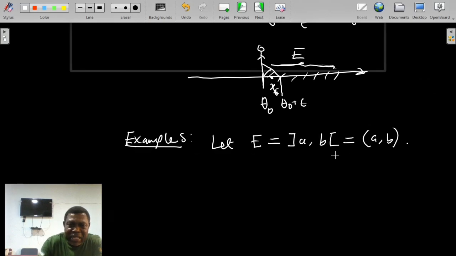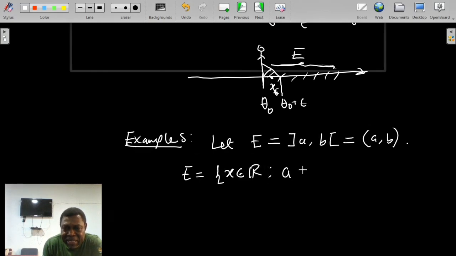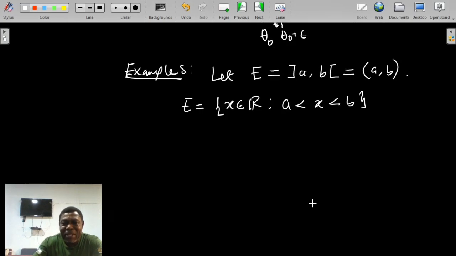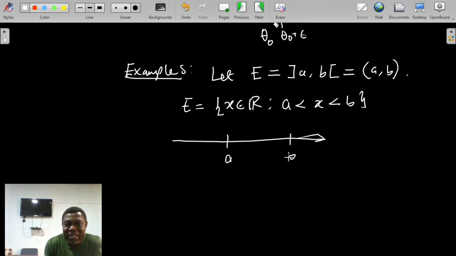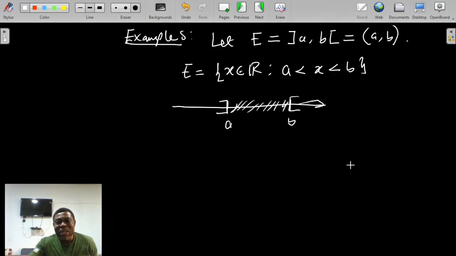Of course, we've seen that by definition, E is equal to the collection of all x in R such that A is less than x less than B. Meaning that, remember pictorially, we have this, assuming that somewhere here is A and somewhere here is B. Remember, A is not a member and B is not a member. We are talking about all points that lie between A and B.